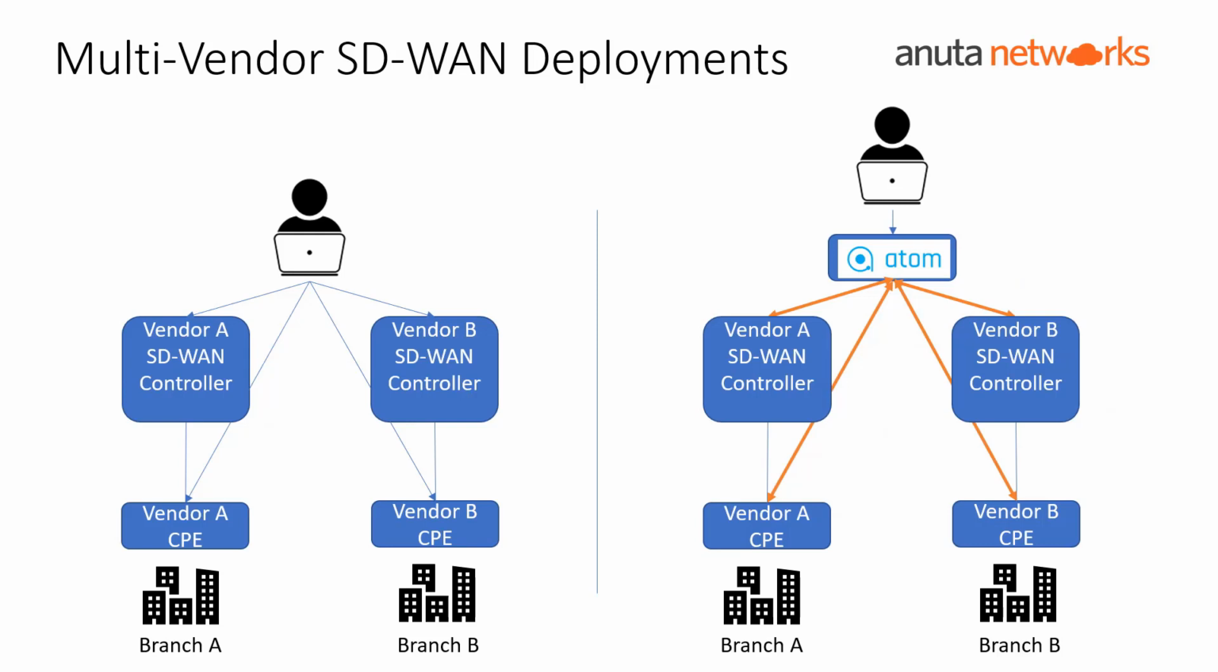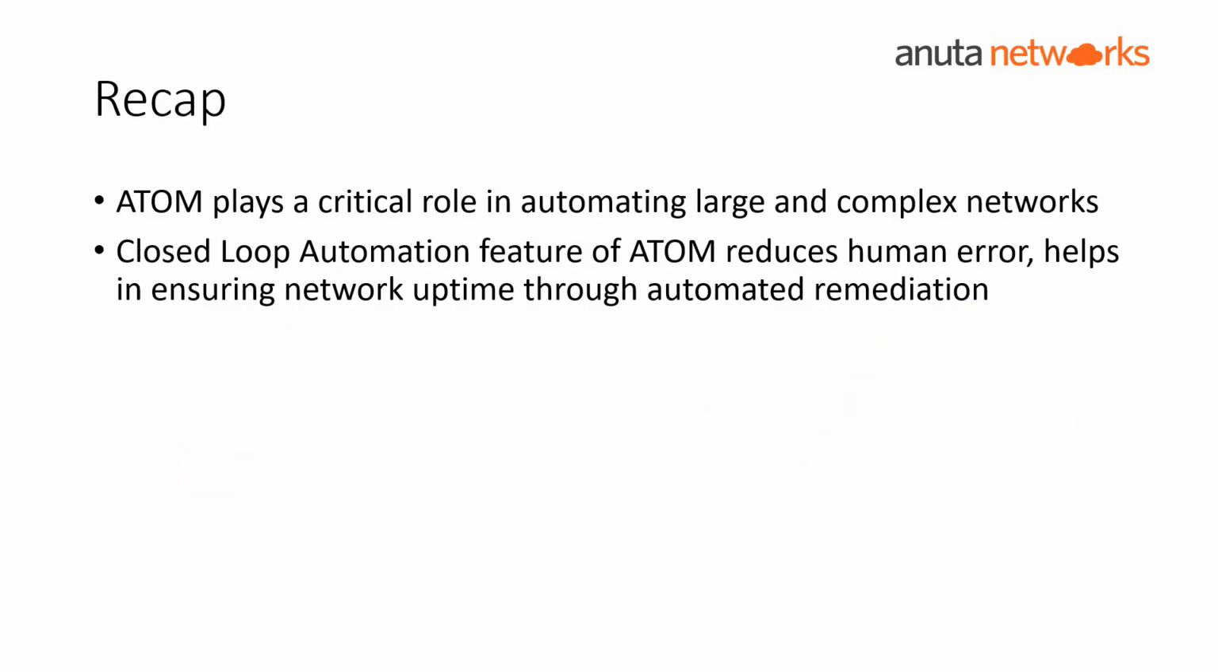For example, if bandwidth management is a use case, Atom can handle that. Using closed-loop automation, it can monitor the bandwidth usage and push policies through multi-vendor SD-WAN controllers as needed, thus ensuring service assurance. This can also be integrated to Atom's workflow automation to bring in approval chains if required.